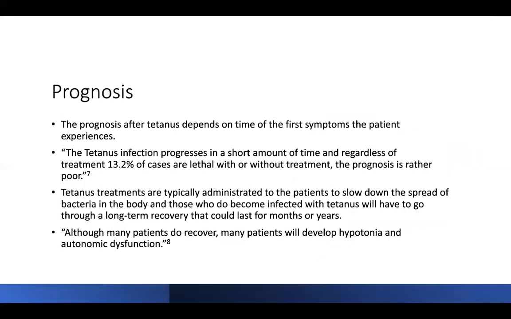So here we have the prognosis. The prognosis after tetanus depends on the time of the first symptoms the patient is experiencing. The tetanus infection progresses in a short amount of time, and regardless of treatment, 13.2% of cases are lethal. The prognosis is rather poor. Tetanus treatments are typically administered to patients to slow down the spread of the bacteria in the body. Because tetanus is not curable, the disease itself will only be treated to slow down the spread of the bacteria.